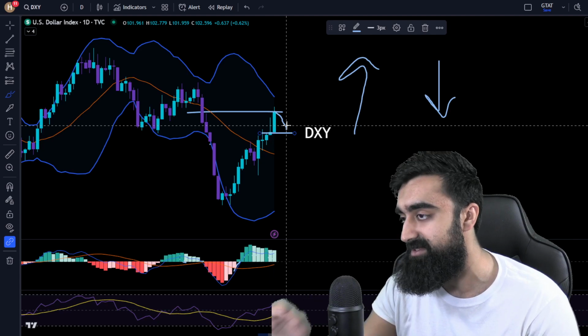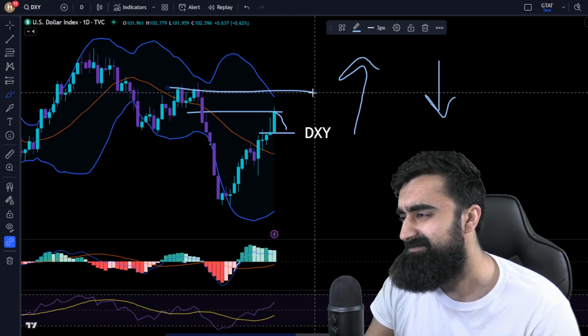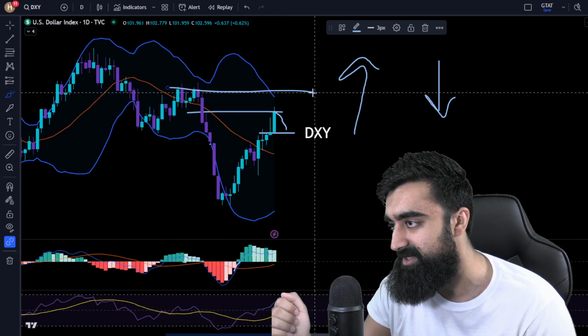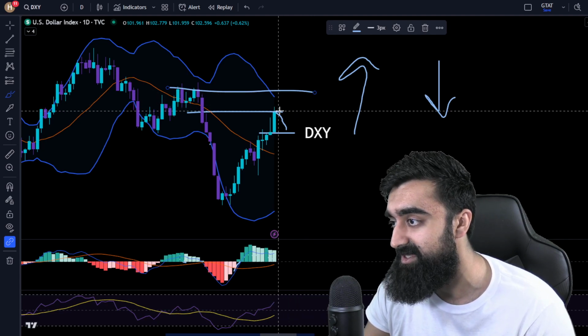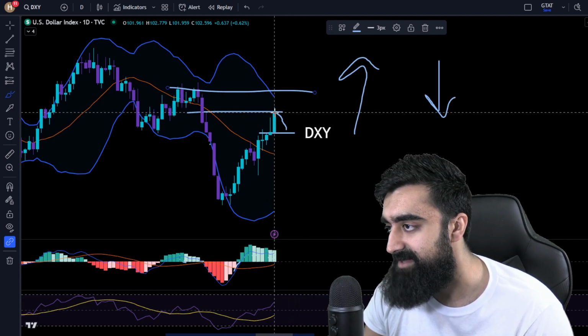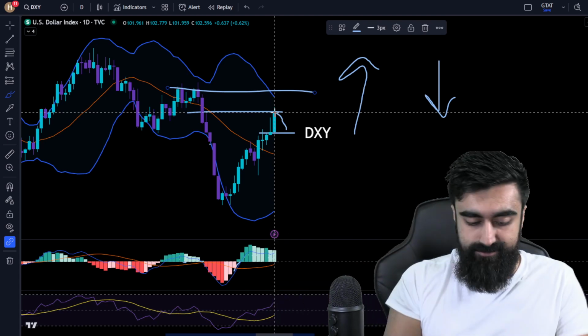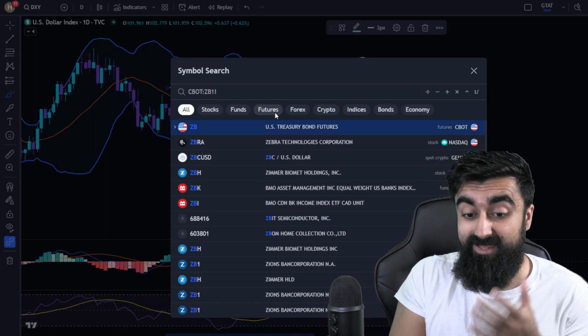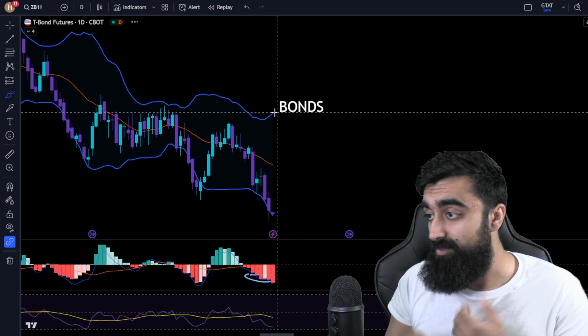All right. So right now the dollar has resistance maybe 1 or 2 days away. It's not the time to start shorting. And it's not the time to start going long on the dollar. All right. So this is easier shown when looking at the bonds.